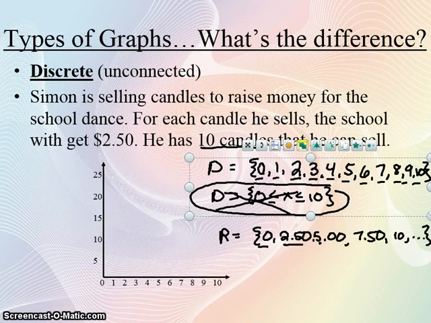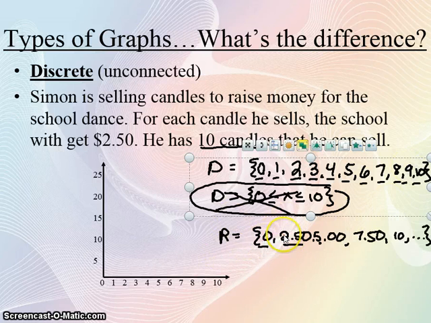Let's continue to describe discrete graphs, which are unconnected graphs, and look at the situation with Simon. In this situation, we know that the domain cannot be any number. The domain can only be the whole numbers from 0 to 10 because Simon must sell a whole candle. The candles do not come in any number other than a whole number.